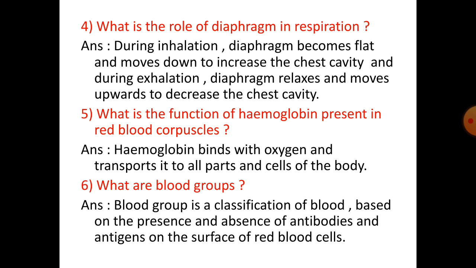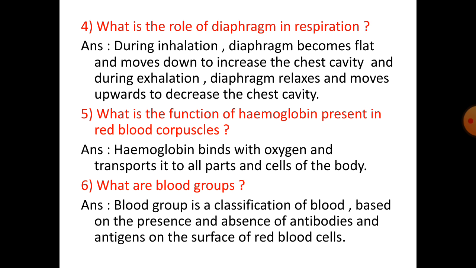4. What is the role of the diaphragm in respiration? During inhalation, the diaphragm becomes flat and moves down to increase the chest cavity, and during exhalation, the diaphragm relaxes and moves upwards to decrease the chest cavity. 5. What is the function of hemoglobin present in red blood corpuscles? Hemoglobin binds with oxygen and transports it to all parts and cells of the body.